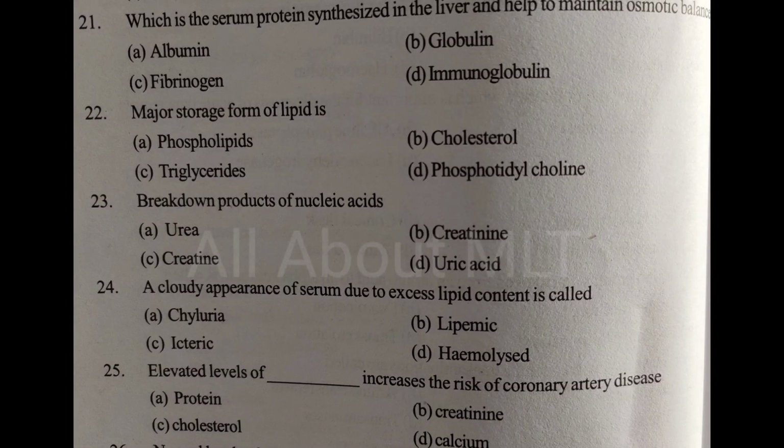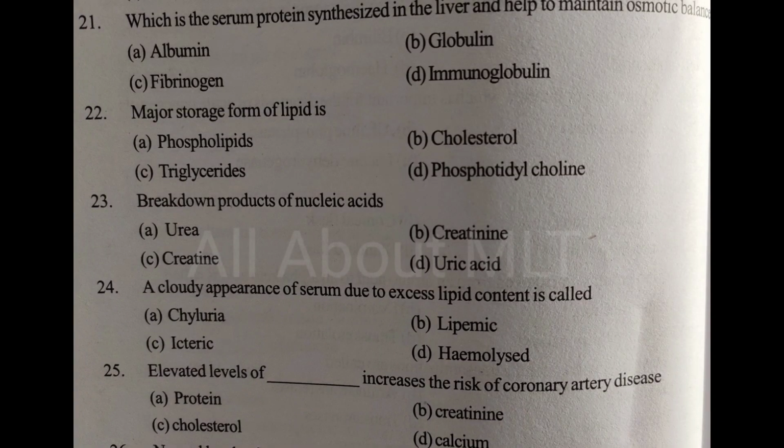Which is the serum protein synthesized in the liver and helps to maintain osmotic balance? Option A, albumin. Option B, globulin. Option C, fibrinogen. Option D, immunoglobulin. Answer is option A, albumin.